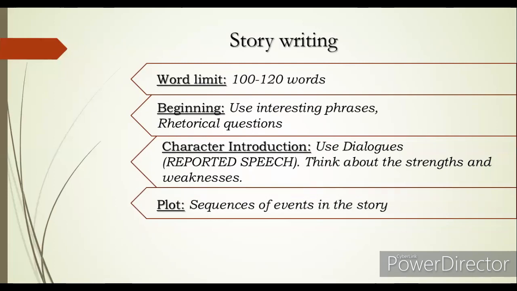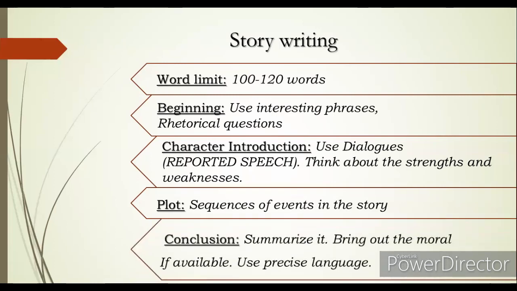Moving up further in the story, you should know what is going to be the plot that you're going to include in a story. That means what all events or incidents or sequences of incidents that you're going to add. So those different types of scenes are known as plot. And finally, here we come up with the conclusion. How you conclude the story decides how interesting you are as a person. So summarize it very well, bring out the moral if available, and don't forget to write it in a very short and sweet manner, that is, use a precise language.